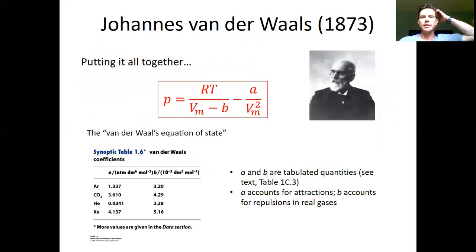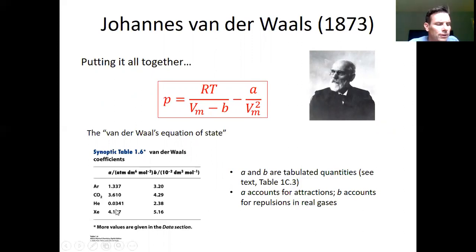If we put all of this together, we get an equation known as the van der Waals equation, and here's what it looks like. So P equals RT divided by Vm minus B, minus A over Vm squared. Again, this parameter here is accounting for the repulsive forces. This parameter is taking care of the attractive forces. These specific quantities A and B are tabulated values. You can find them in Atkins.